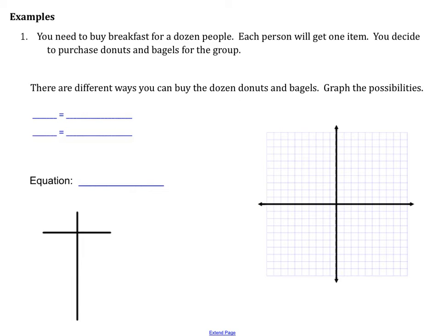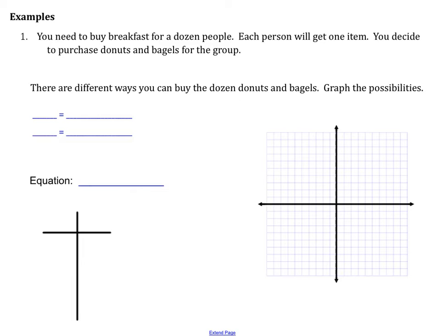Here's an example. You need to buy breakfast for a dozen people. Each person will get one item, and you decide to purchase donuts and bagels for the group. There are different ways you can buy the dozen donuts and bagels, and we're going to graph the possibilities.